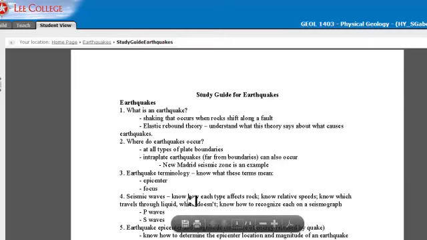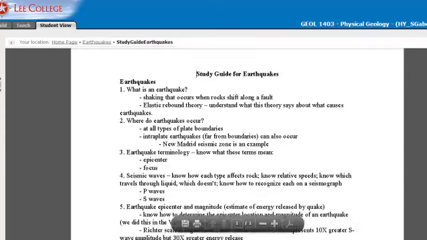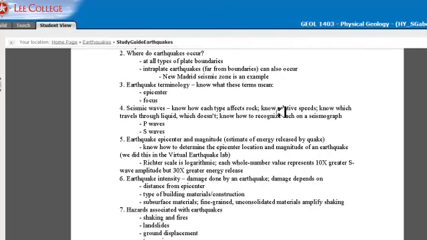Like for the different seismic waves, it says, know how each type of seismic wave affects the rock as they travel through the rock. Know their relative speeds. Know which travels through liquid, which doesn't. And that's kind of basic factual information. The P waves are the fastest waves. They travel through Earth's interior, so they're body waves. When they travel through rock, they affect the rock by making the rock undergo successive compressions and expansions as the P waves pass through. And then the S waves are another type of body wave.